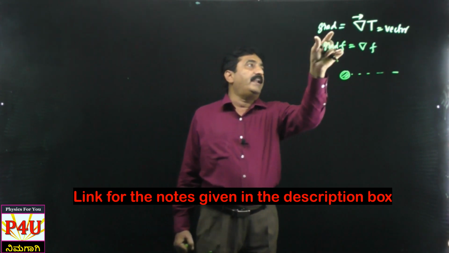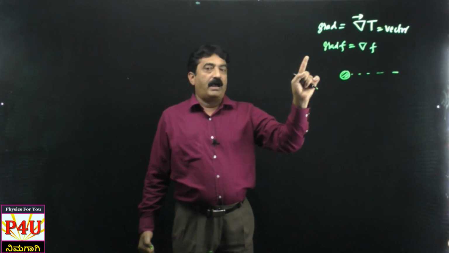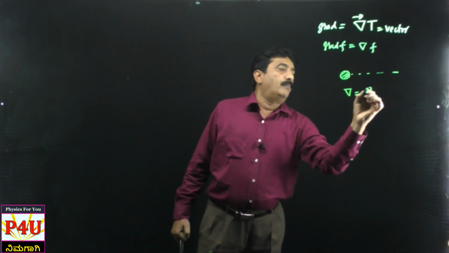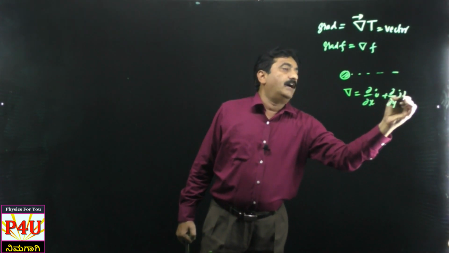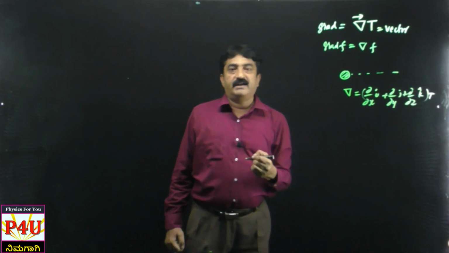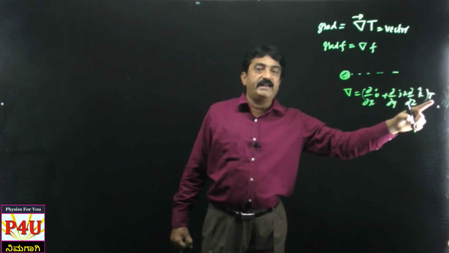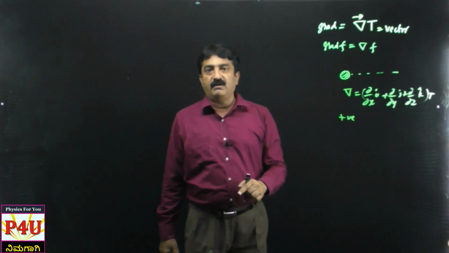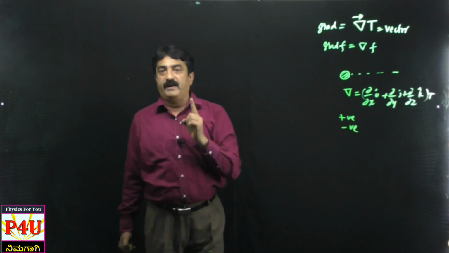And I said the gradient is a vector, so magnitude is given by this formula. You can expand del, del is nothing but ∂/∂x i cap plus ∂/∂y j cap plus ∂/∂z k cap, multiplied by T. This is the gradient, and the direction is always along the increasing temperature. If del T is positive, along increasing value of temperature. Negative means along decreasing value of temperature.